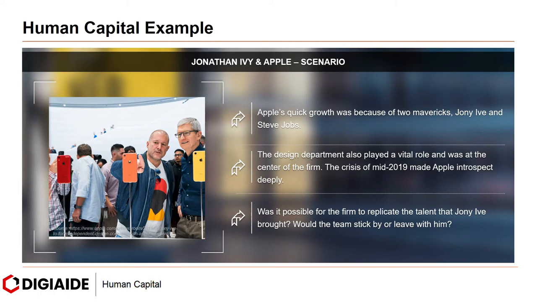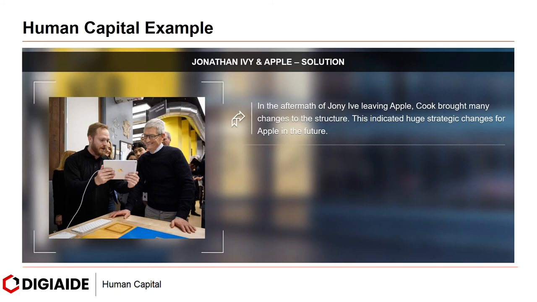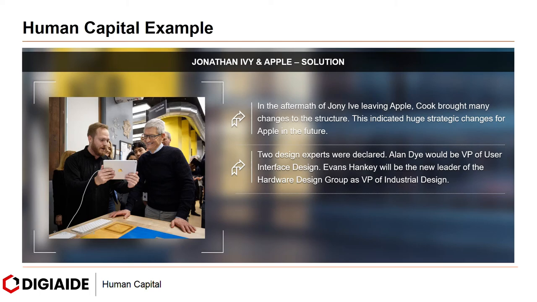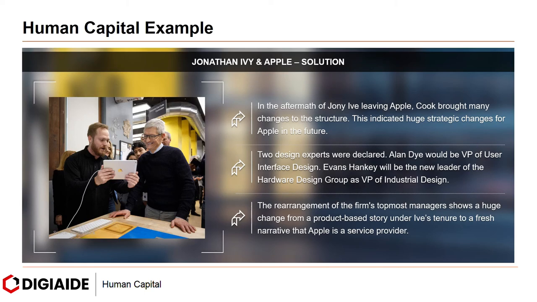The solution. In the aftermath of Jonathan Ive leaving Apple, Tim Cook brought many changes to the structure. This indicated huge strategic changes for Apple in the future. Two design experts were declared. Alan Dye would be the VP of User Interface Design, and Evans Hankey will be the new leader of the Hardware Design Group as VP of Industrial Design. This rearrangement of the firm's topmost managers shows a huge change from a product-based story under Ive's tenure to a fresh narrative that Apple is a service provider.